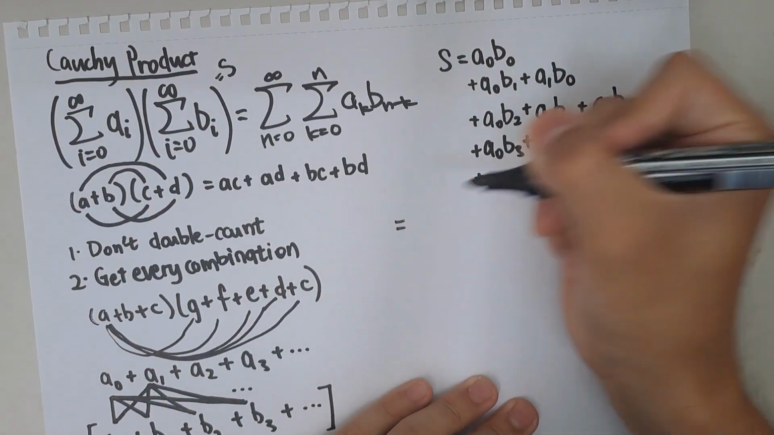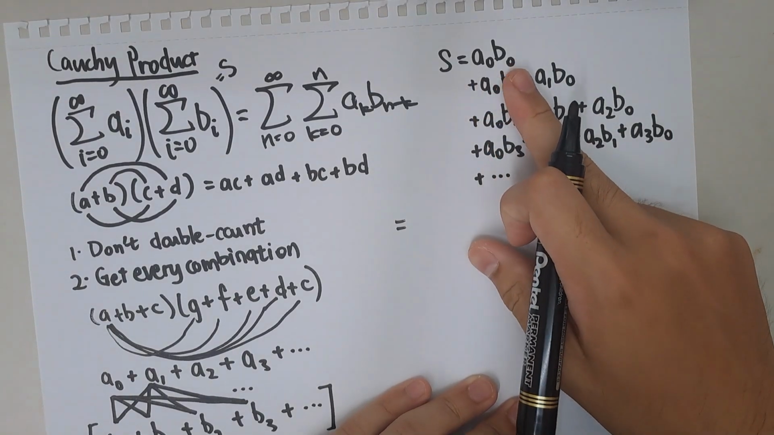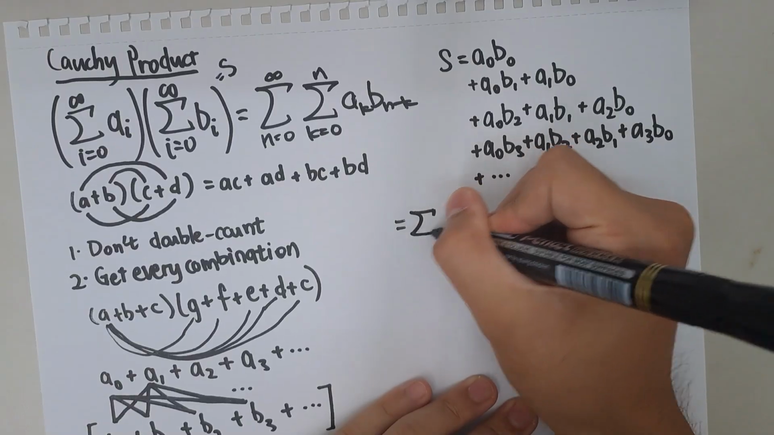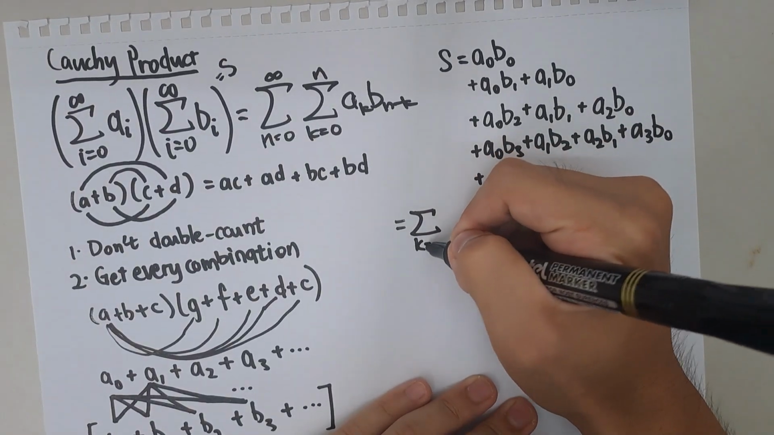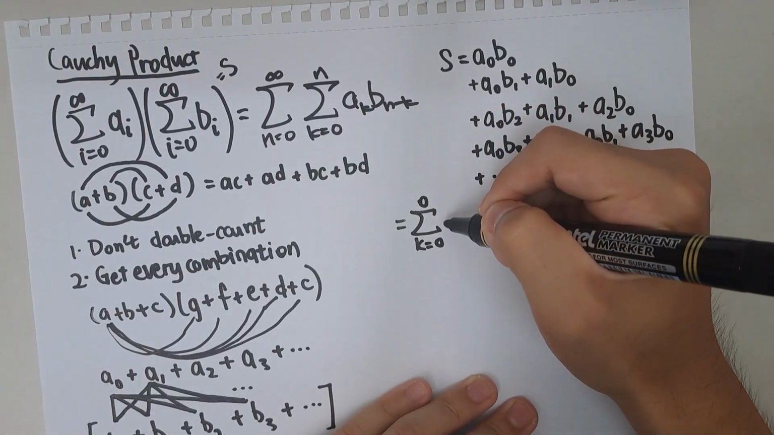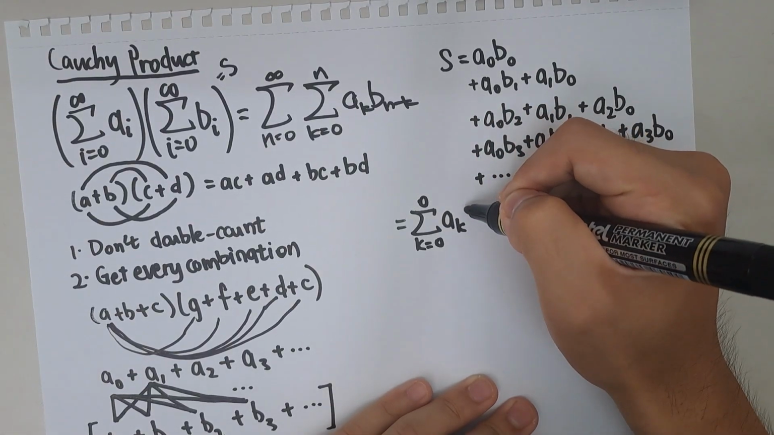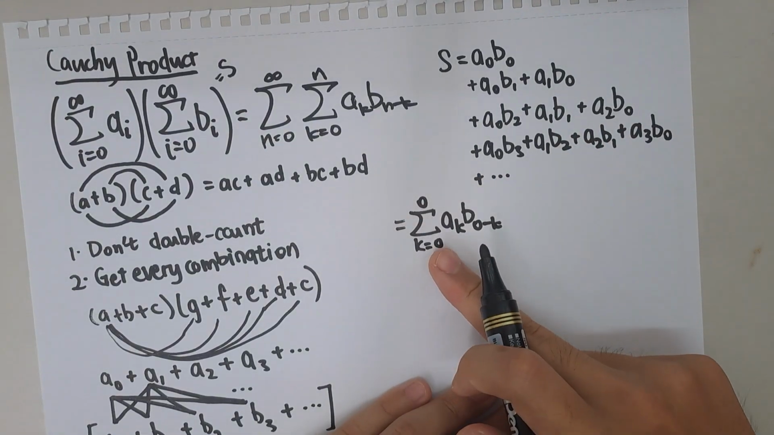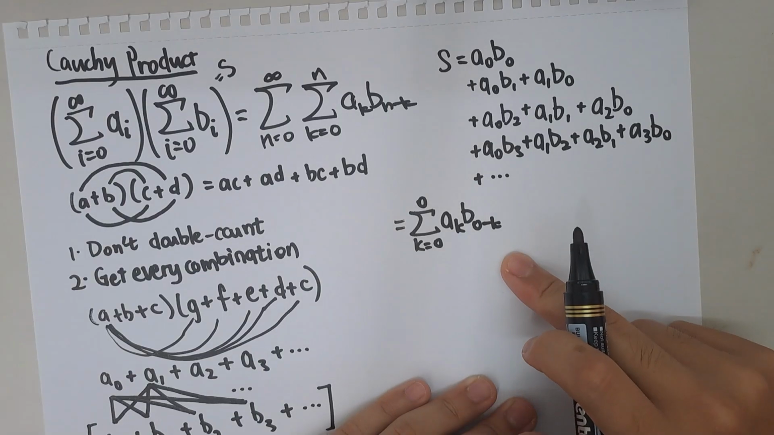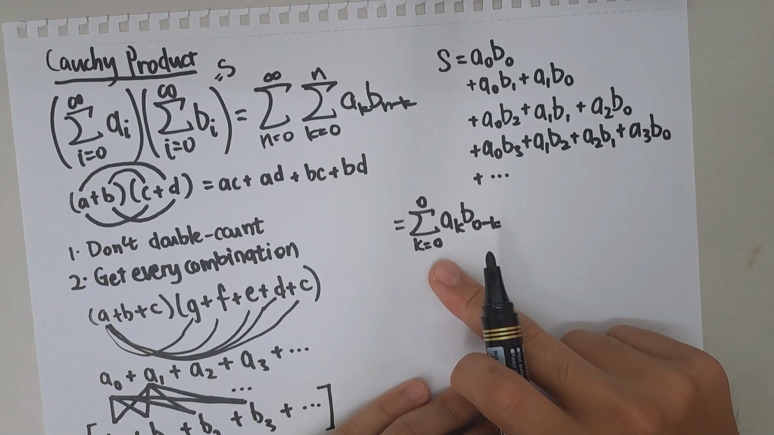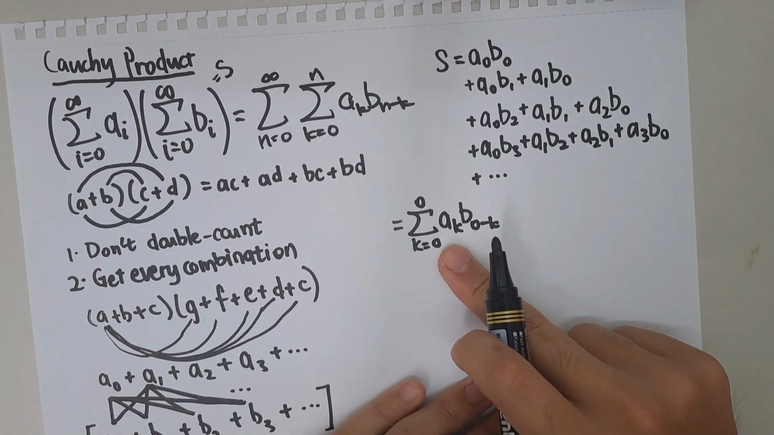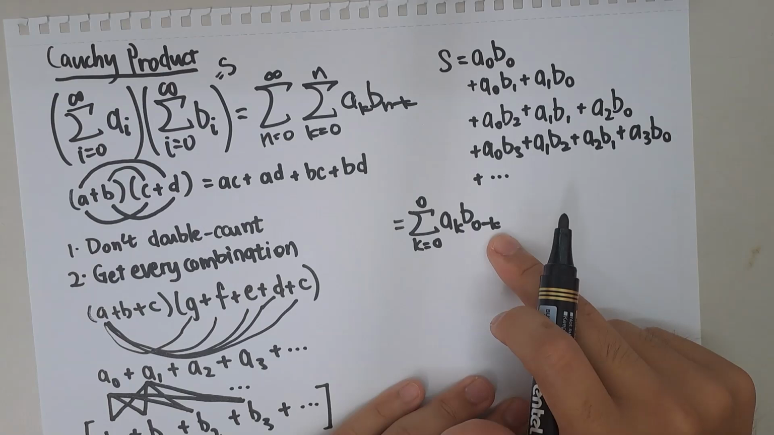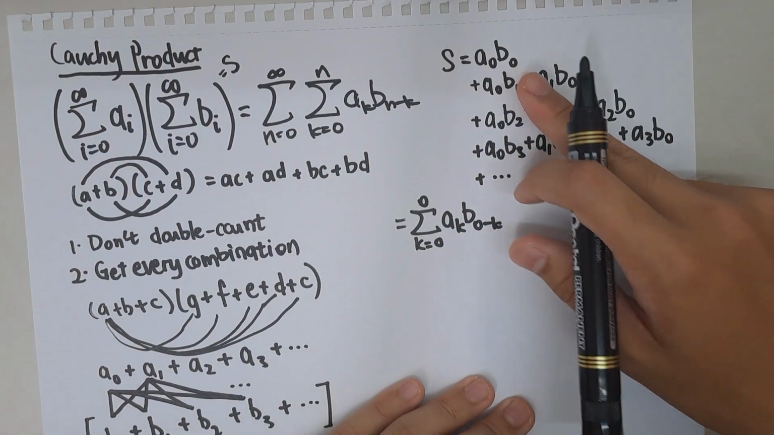So how should we rewrite A0 B0? We can rewrite A0 B0 as the sum, as k is going from 0 to 0, of A sub k times B sub 0 minus k. If we check, well, k equals 0 is the only term here. So if you sub in k equals 0, we have A sub 0 times B sub 0 minus 0, which is B sub 0, and we get back this A0 B0.